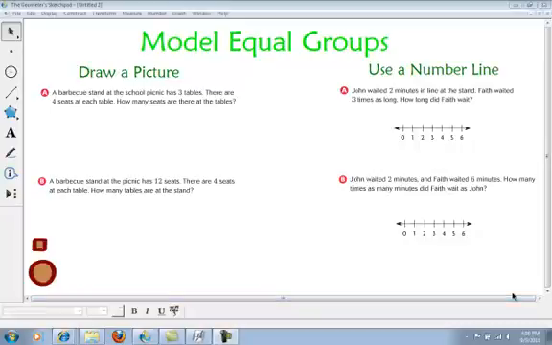In this lesson, we're going to learn how to model equal groups to solve multiplication and division word problems. There's two different strategies we're going to use. One is draw a picture, and another is use a number line. Let's start over here with draw a picture.